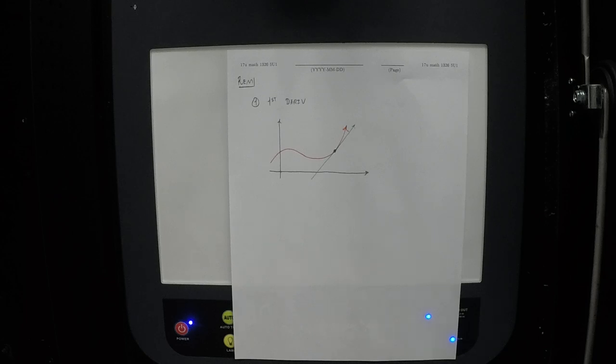Now, I have a different question for you. Suppose that I say, what is the name of the measure that the second derivative gives you? So first derivative gives you slope. What's the name for the second derivative? Concavity. Well, the first derivative is telling you what the tangent line looks like. What is the second derivative telling you? But what does that even mean? What does concave mean?